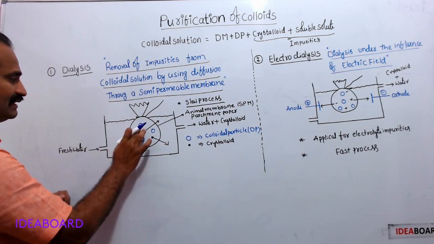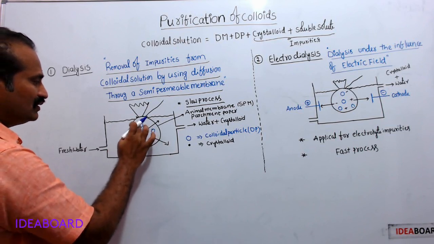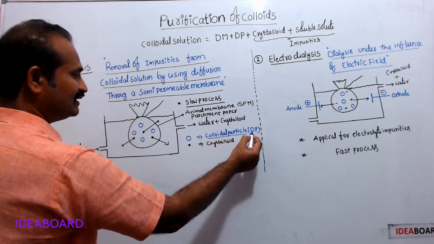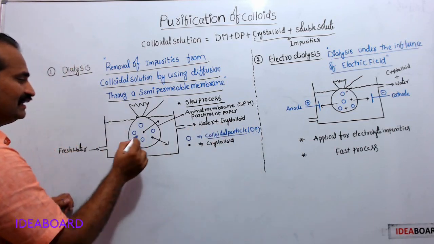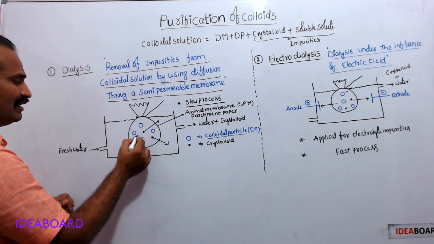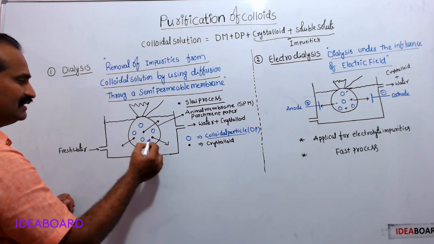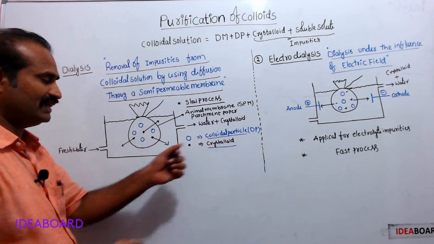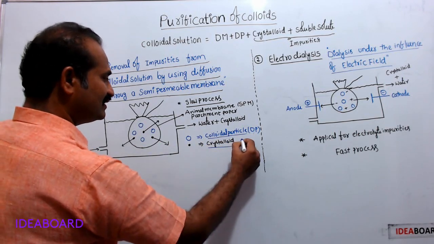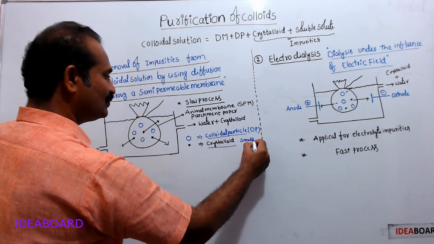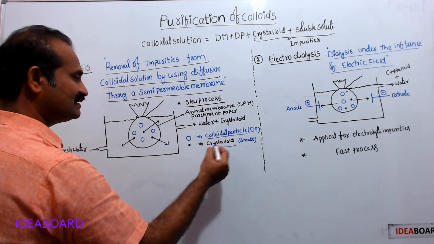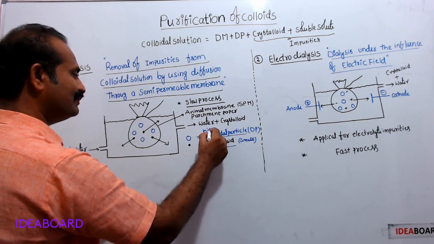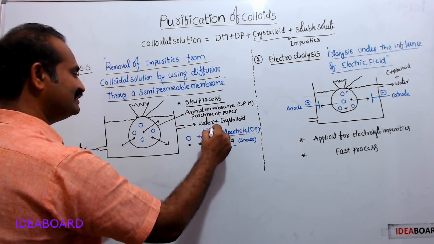Now how to remove impurities from the colloidal solution, we will see here. See, this blue shaded circle is a colloidal particle. This is the dispersed phase. These black circles are impurities. These are crystalloid particles, otherwise true solution particles. Usually these are small in size. True solution particles or crystalloid particles are small, whereas colloidal particles are big in size.